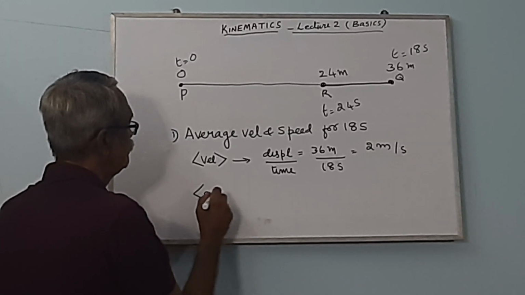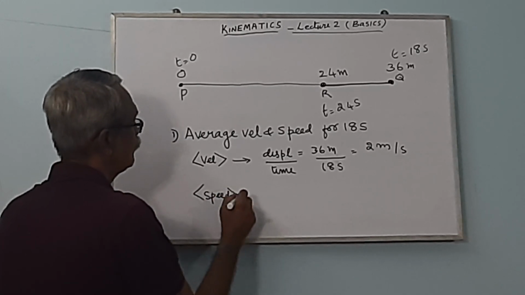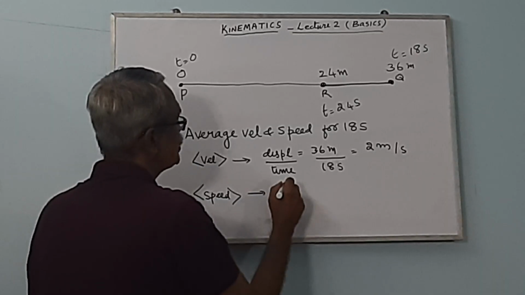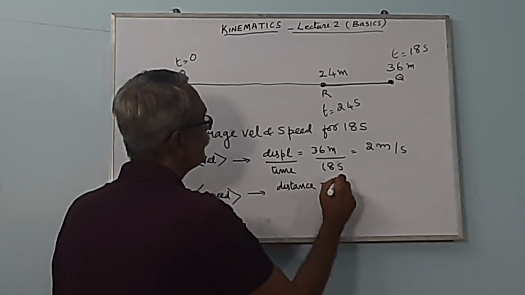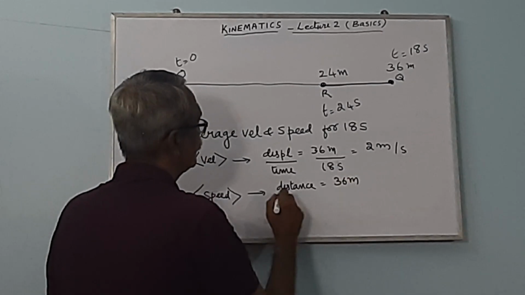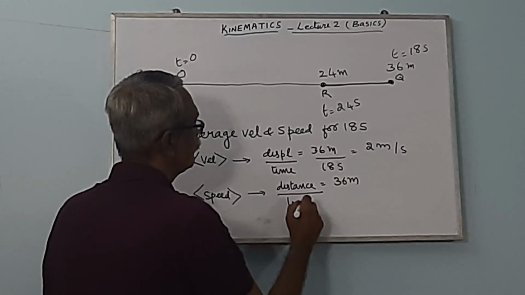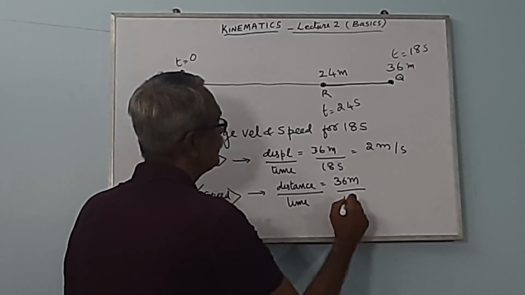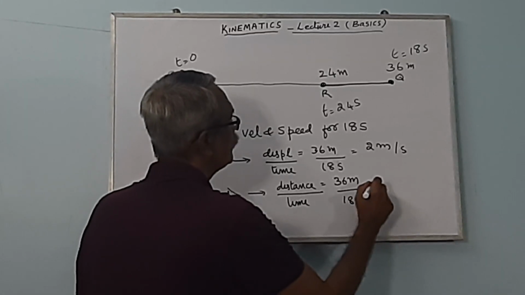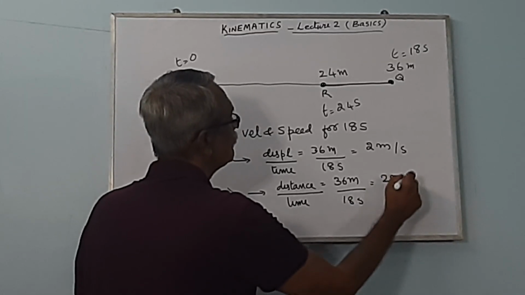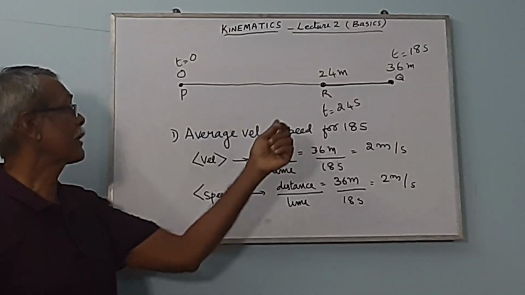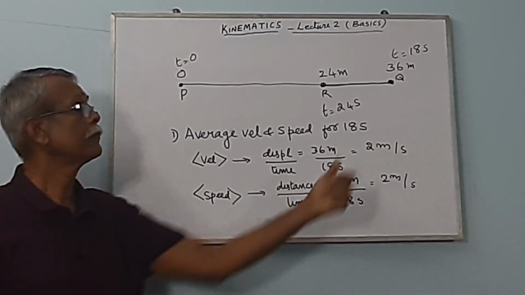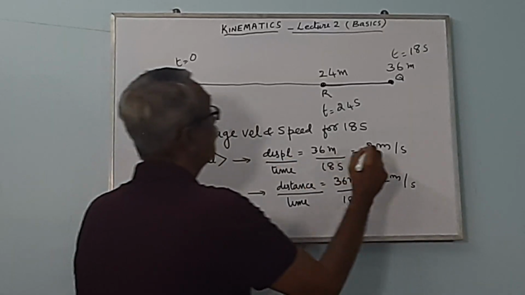Average speed: distance equal to 36 meter. Time equal to 18 seconds. Therefore, this also is 2 meters per second. So you see that the magnitude of velocity, it is a vector actually from P to Q.